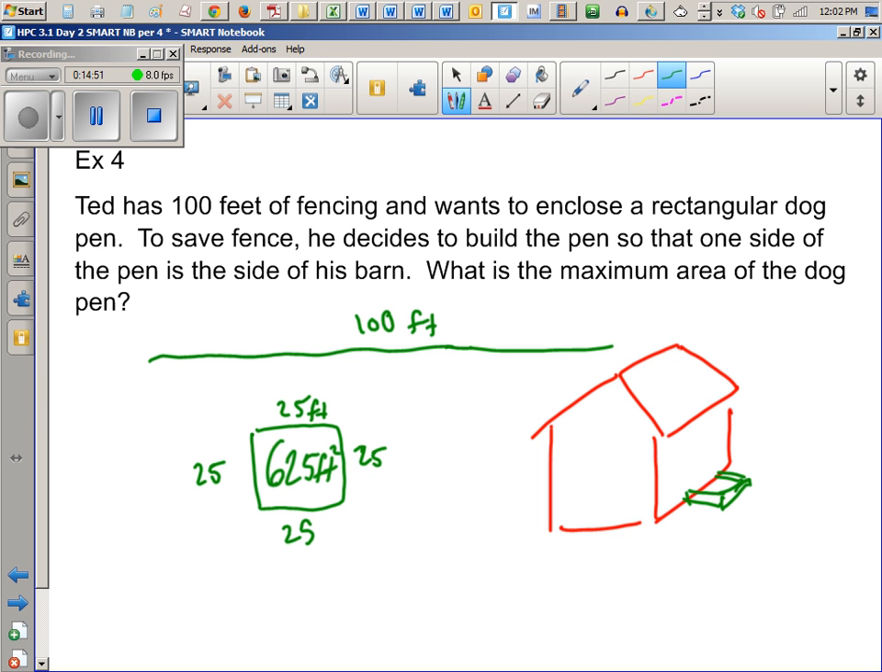All we know is that this is some unknown amount, we'll call it x, and that this, of course, would be the same amount. So I'm calling both of those x. And we know that he bought 100 feet of green fence. So he's used up x on one side, he's used up x on another side. How much fence does he have left? 100 minus 2x.